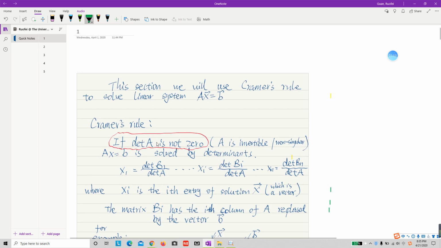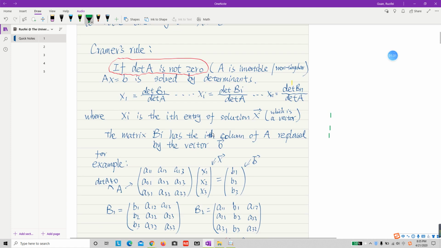And there's a really important thing: if you want to use Cramer's rule to solve the linear system, your matrix A has to satisfy this condition. So the determinant of A is not zero.